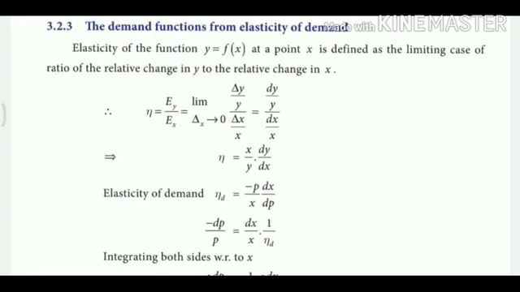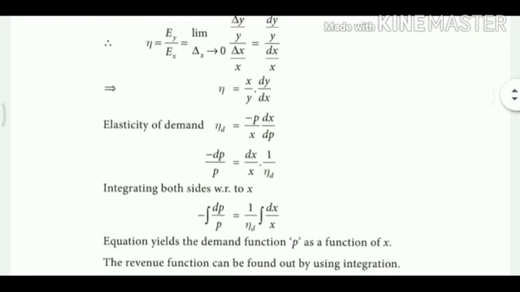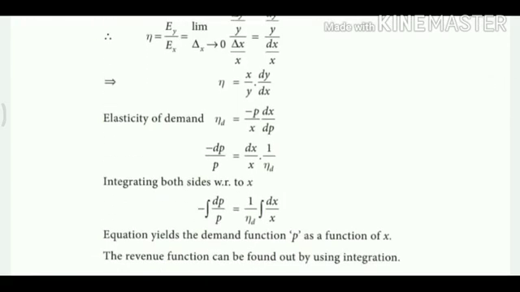lambda equal to Ey by Ex equal to the limit as delta x tends to 0 of (delta y by y) divided by (delta x by x). It means dy by dx divided by dx by x. Here elasticity of demand equal to x by y dy by dx. That is, elasticity of demand is the inverse of price and demand. It means elasticity of demand equal to minus p by x dx by dp.